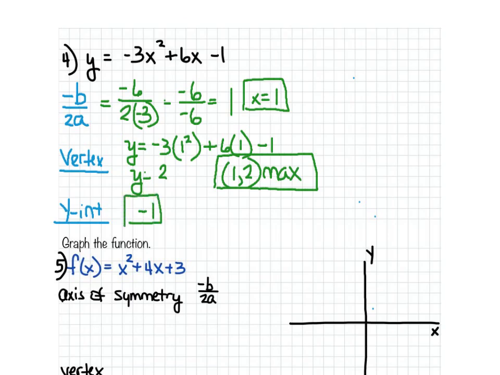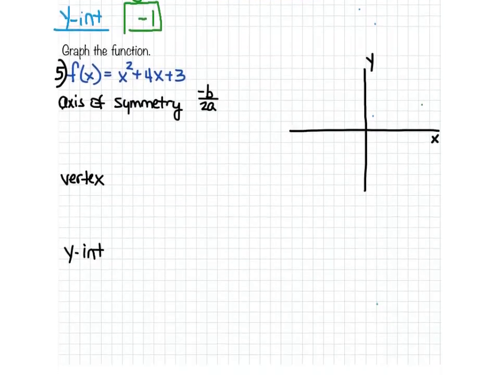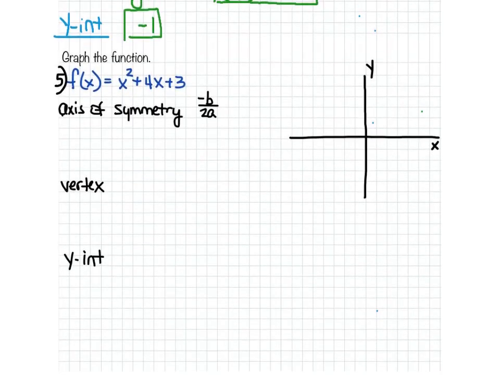Okay, now we're going to practice the same exact process, and then we're going to use it to graph the function. Now this is graphing the function using the axis of symmetry, the vertex, and the y-intercept. Okay, so let's find the axis of symmetry for this equation. Again, x equals negative b. So if b is positive 4, the opposite of b would be negative 4, over 2 times a, and a is 1, 2 times 1. So negative 4 divided by 2 is negative 2. That is my axis of symmetry.